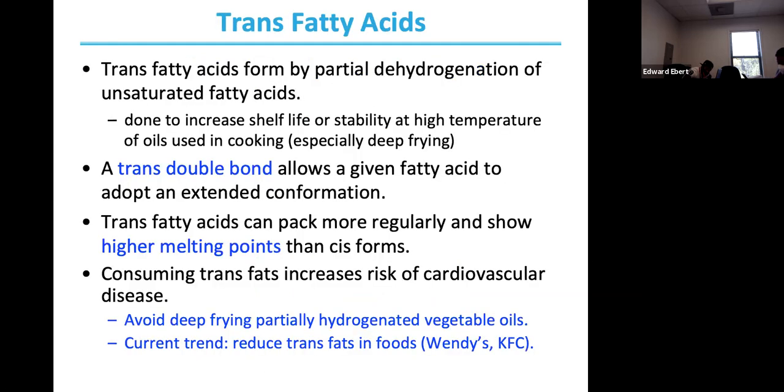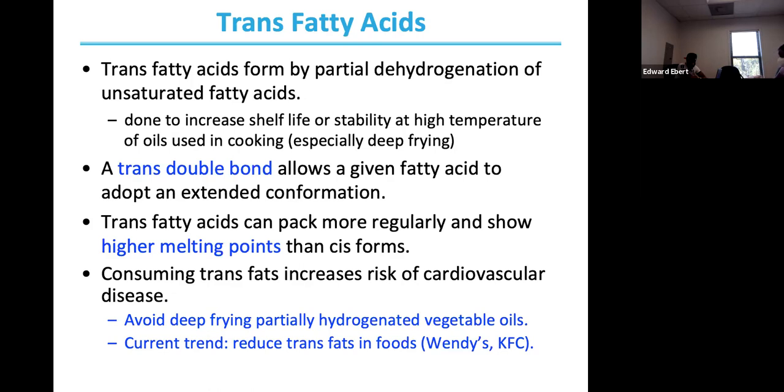You can see where there's going to be a question about this. Trans fatty acids are formed by partial dehydrogenation of unsaturated fatty acids. So to make something like cooking oil that's shelf stable, trans fatty acids really last a long time. They won't go rancid. Have you ever had really old butter that's been sitting out for a while, and you can smell it's going bad? It's oxidized. But a trans fat tends to last a lot longer.